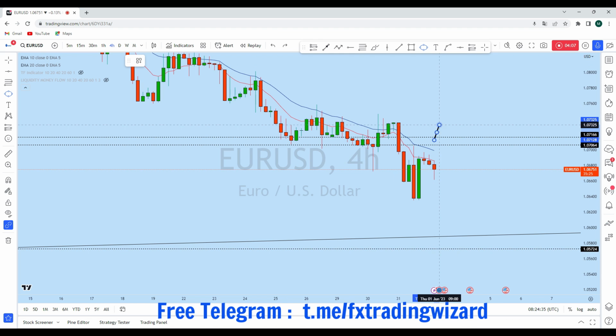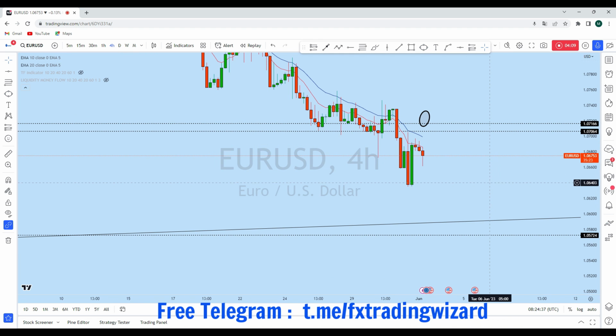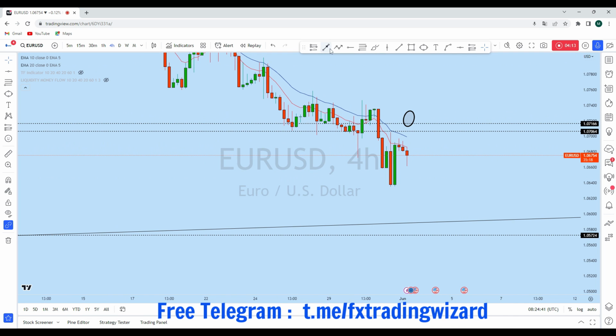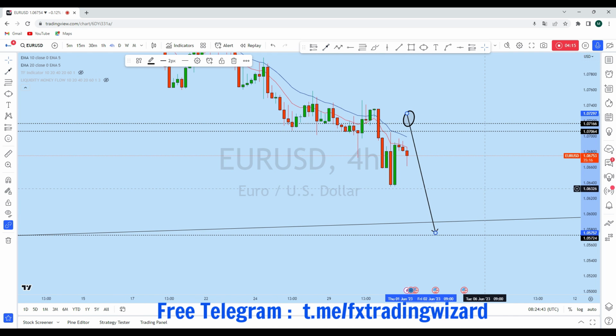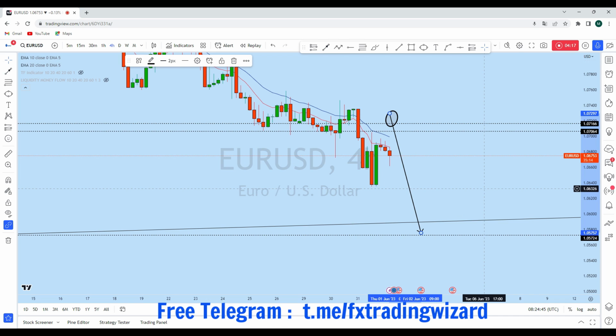So this is where I will be waiting for potential price action confirmation. As soon as we find a suitable entry on EUR/USD, we will consider going short with a high probability trade setup with our students.